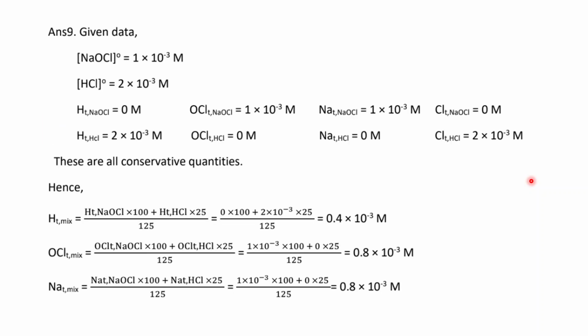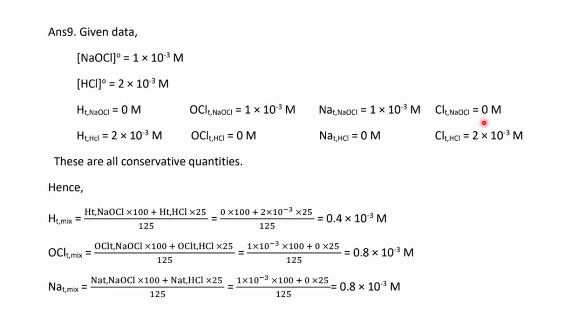Moving forward, sodium hypochlorite is given as 1 into 10 raised to power minus 3 molar and HCl is given as 2 into 10 raised to power minus 3 molar. We have the total of NaCl and all other totals. This we can get from the component balance. OCl is coming from one source, that is why only 1 into 10 raised to power minus 3. Sodium is coming from one source, chloride is coming from one source.